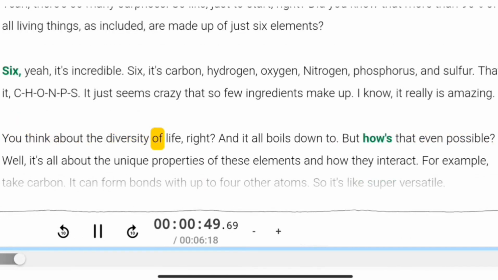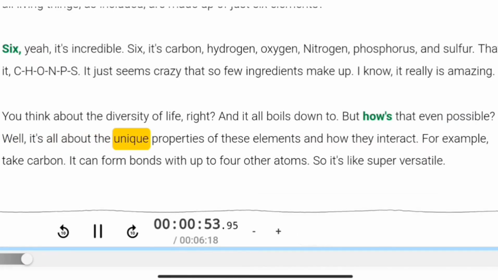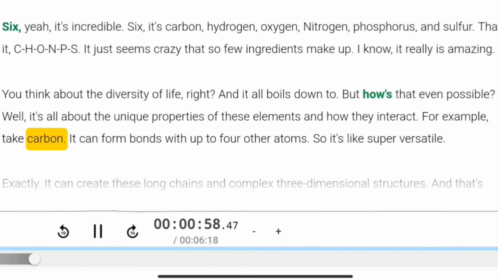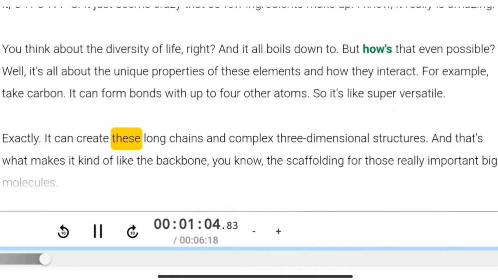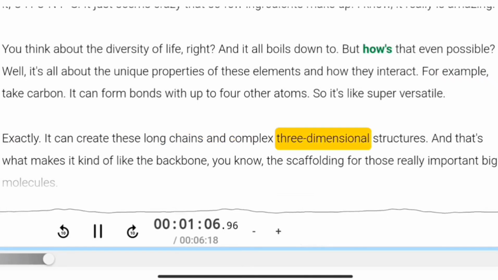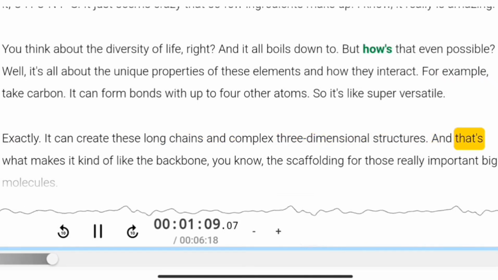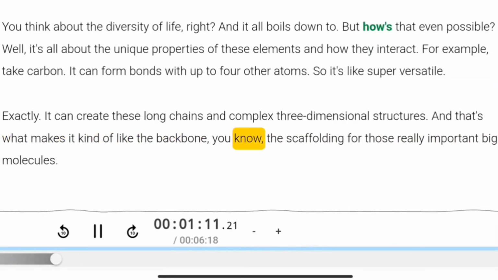You think about the diversity of life, right? And it all boils down to... But how's that even possible? Well, it's all about the unique properties of these elements and how they interact. For example, take carbon. It can form bonds with up to 4 other atoms. So it's super versatile. Exactly. It can create these long chains and complex 3-dimensional structures. And that's what makes it kind of like the backbone, the scaffolding for those really important big molecules.